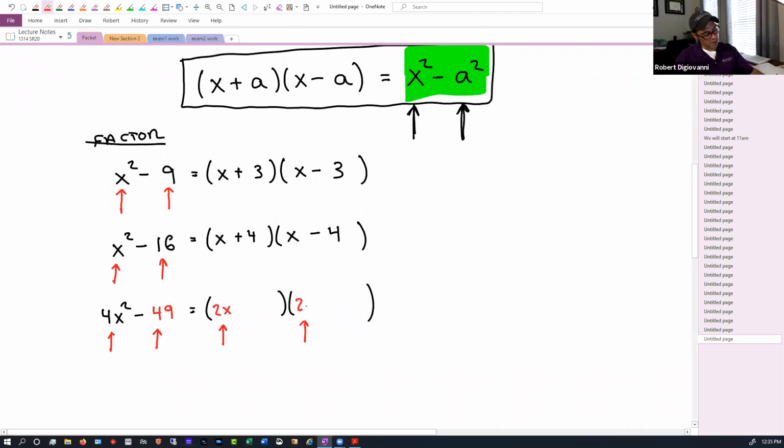And think about it this way. When you do that first multiplication, you have to get 4x squared, right? So you need the 2 and the 2 to multiply to give you the 4. Okay, and then it's just going to be plus, minus. Now, what number do you square to get 49? 7. So you go plus 7 minus 7.